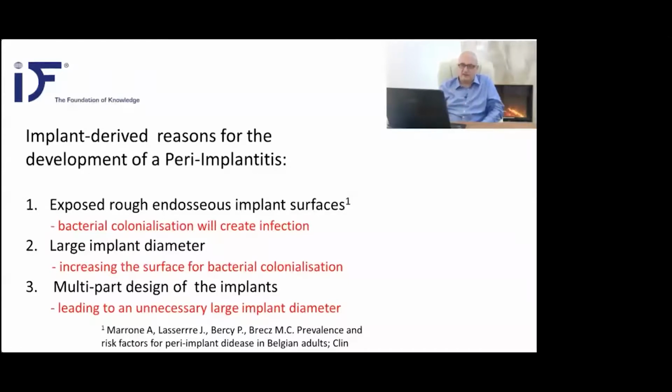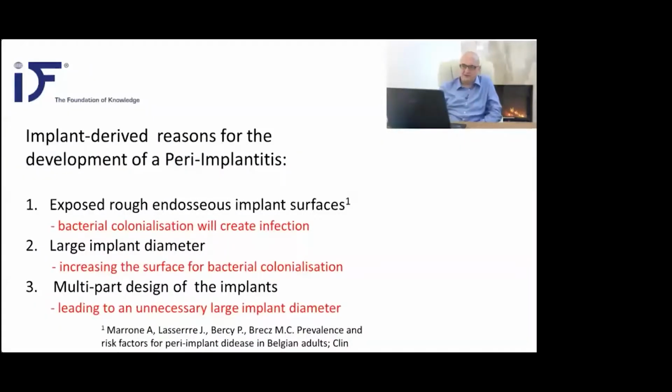The next point are large implant diameters, because of course, the larger the implant diameter is, the more bacteria are going to be present per implant. It's very simple to understand. And of course, the multi-part design of the implants is leading to this unnecessarily large implant diameter. So if you have a single piece implant, like one piece, one shaft, 2 mm diameter, then it is not necessary to have an internal screw connection or any other connection to make those two parts fit together.